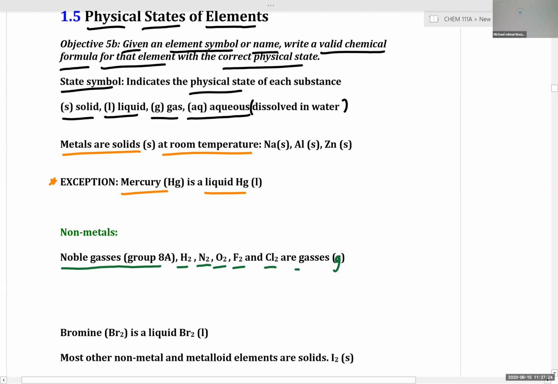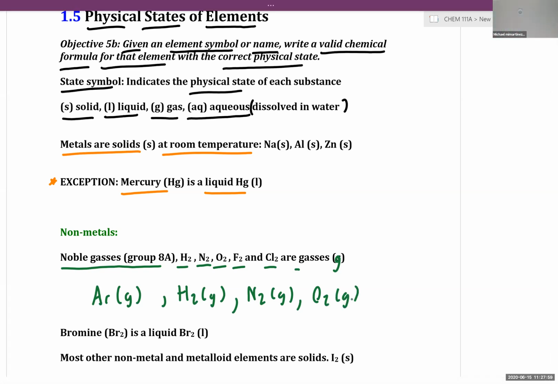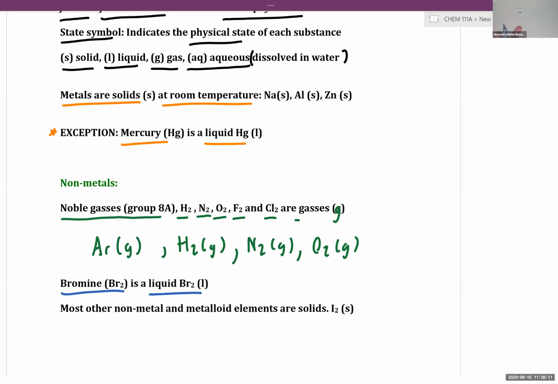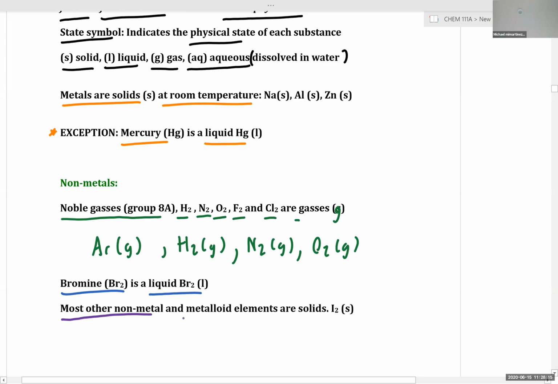So what would an example of a noble gas be that's not neon? Let's pick a new one. Argon, sure. So argon, we'd put the gas symbol. Just like hydrogen, we'd put the gas symbol. Just like nitrogen, we'd put the gas symbol. Oxygen gets the gas symbol, etc. In terms of liquids, bromine is a liquid. So we'd write it as Br2, liquid. And as a general rule, if it's not on any of these lists, most other non-metal and metalloid elements are solids. So for example, iodine is a solid.